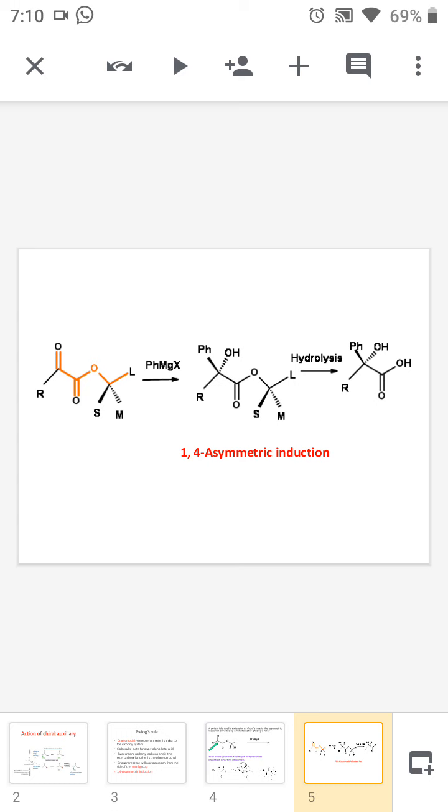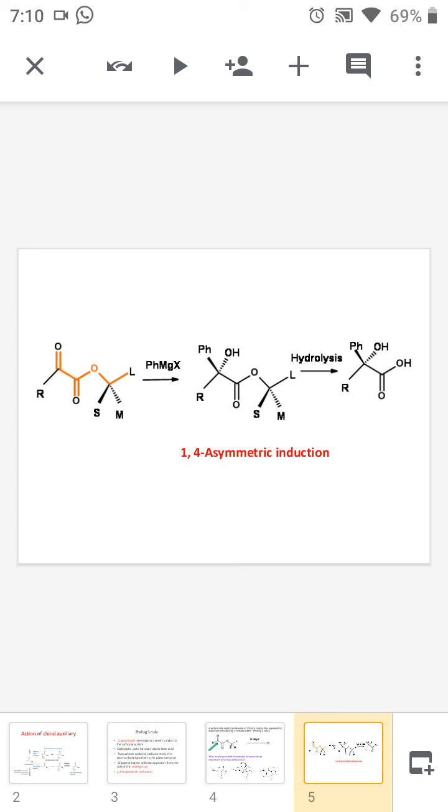So the Cram's rule and the Felkin model explain the 1,2 asymmetric induction, and the Prelog's rule explains the 1,4 asymmetric induction. And after the asymmetric induction we can remove the chiral center. So the Prelog's rule is an example of chiral auxiliary controlled asymmetric synthesis.